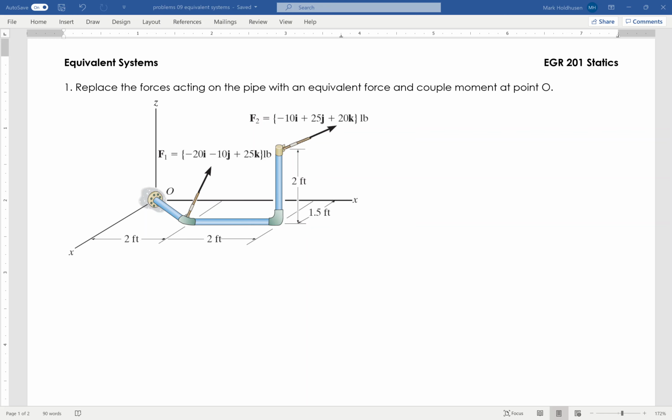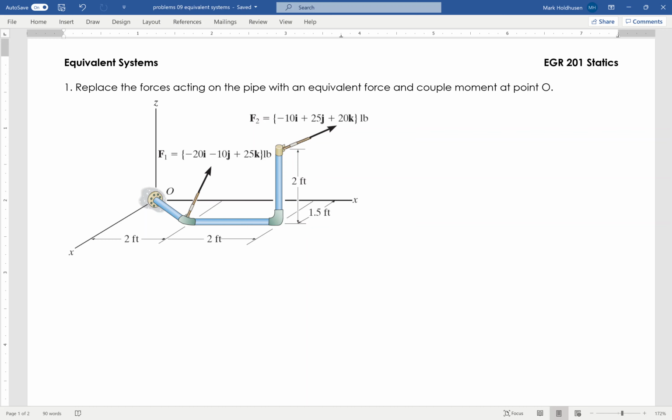What I want to do here is replace these two forces with a single force and a single moment acting at point O that has the same external effects on the system. Okay, so rather than having these two forces, I just get a single force and a single moment at one location, and they will effectively be the same as far as external forces.